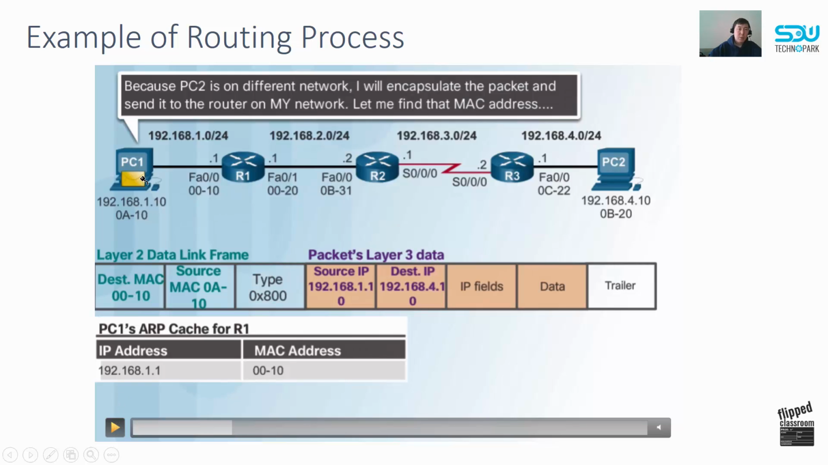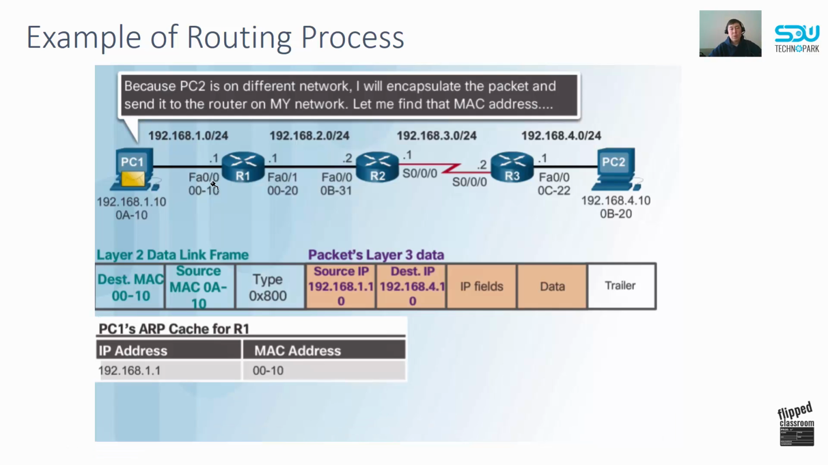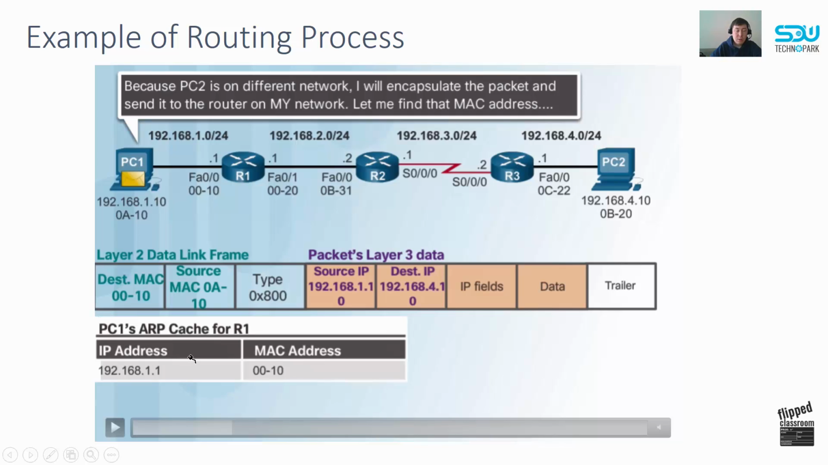Because PC2 is on a different network, I will encapsulate the packet and send it to a router on my network, because the router is the default gateway for this computer. Let me find the MAC address of that router. So we see the MAC address of the router, 0010, but PC1 is not able to do it without the help of the Address Resolution Protocol. ARP provides the information about this MAC address, which is mapped to the IP address. In PC1's ARP cache we already have this MAC address, which is why we will not send the broadcast message to find it.